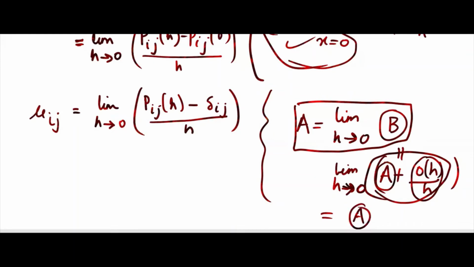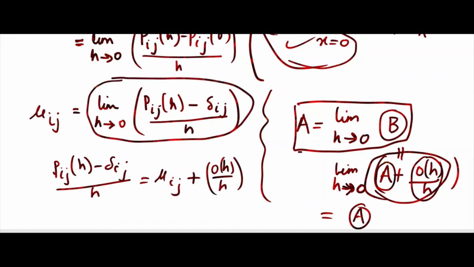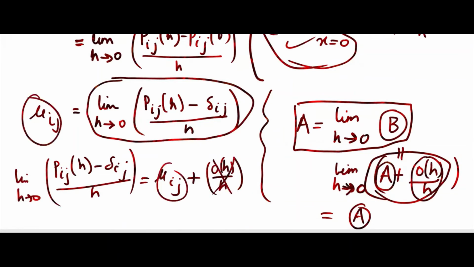So here if you see this one, Pij minus delta ij divided by h is equal to mu ij plus order of h divided by h. What will happen is, suppose I want to get this one, let me do it like this. Here I will write limit h tends to 0, that is equal to limit h tends to 0, so this will be 0, I will get this one.